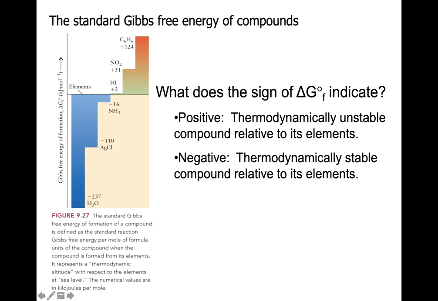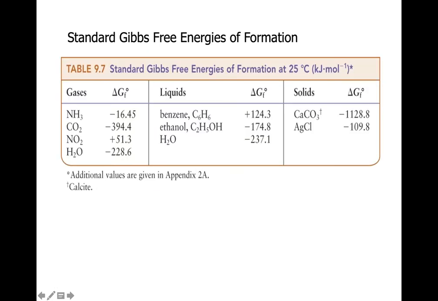I think this is nitrogen dioxide, hydrogen iodide, and benzene, which are less stable. So here's a small table, and we've got benzene in here again as being positive. We've talked about benzene before, and it's come up that it is positive. So that means it should decompose into carbon and hydrogen gas.